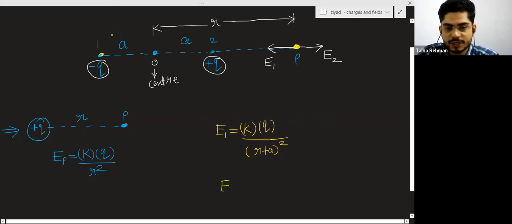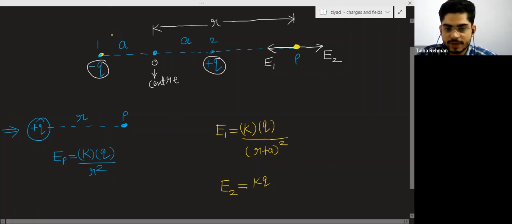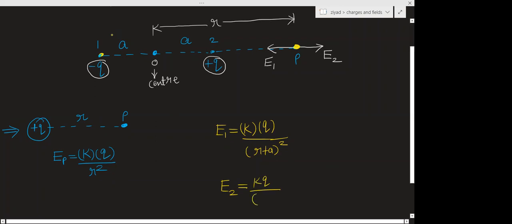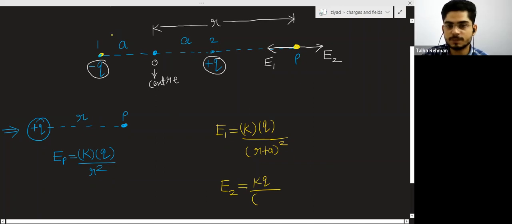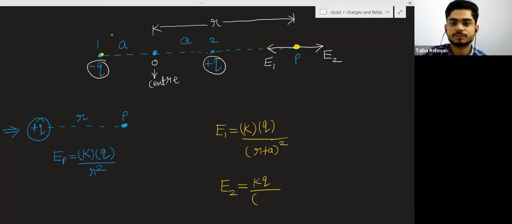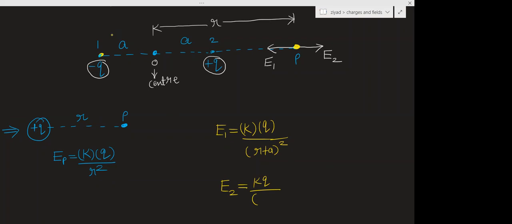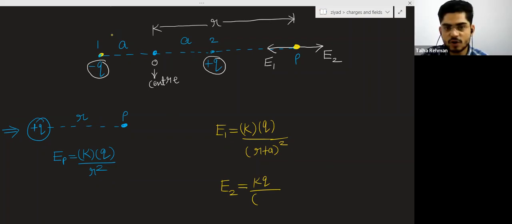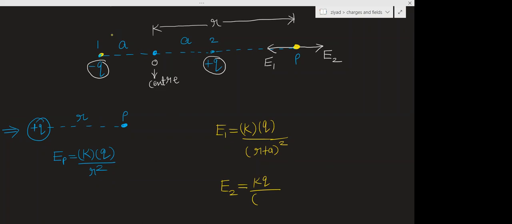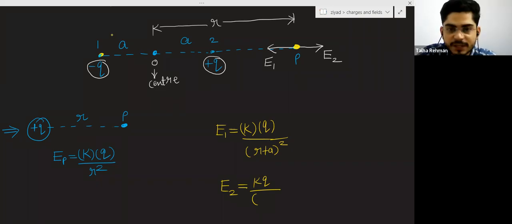If you want to calculate E2, what is the expression of E2? Can you tell me? KQ divided by, what will be the distance? What will be the distance between this point P and this charge Q? I want the distance between this point P and this point 2. You have to tell the distance in terms of R and this A. We have this A also. Just think about it. No problem. I will tell you otherwise.